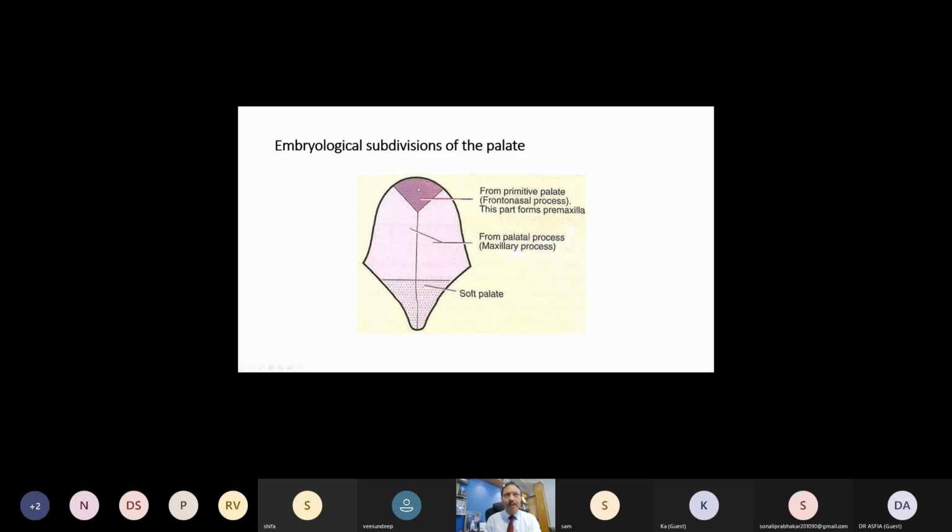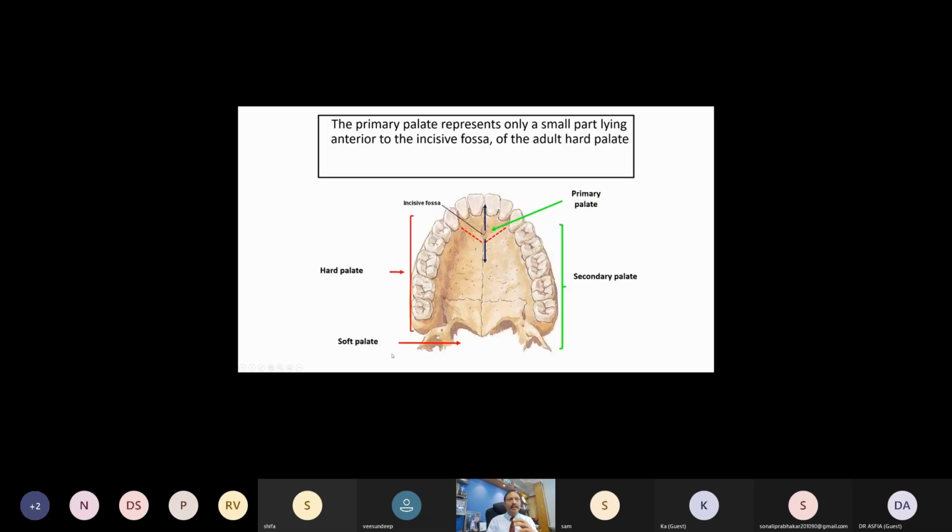The anterior-most part is from the primitive palate, which is from the frontonasal process. This part forms the premaxilla. And this is the hard palate, from the palatal process of the maxillary process. And then the soft palate is. Now, you can see this is the incisive foramen. And everything anterior to the incisive foramen is primary palate, and posterior to it is the secondary palate. The secondary palate has the hard palate, and in this region there is the soft palate.